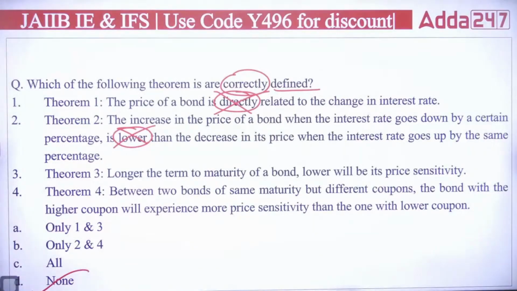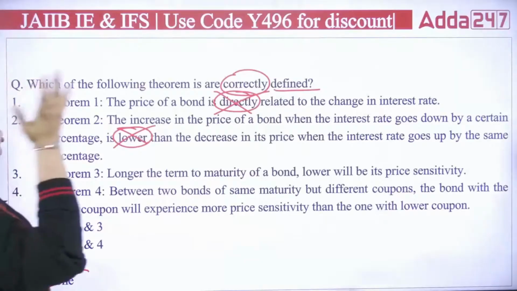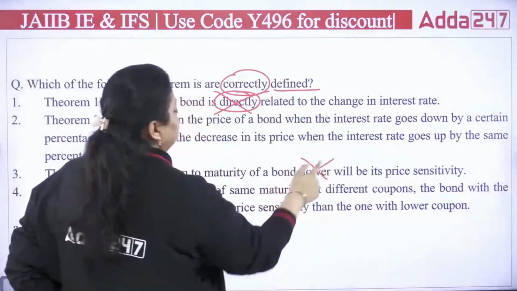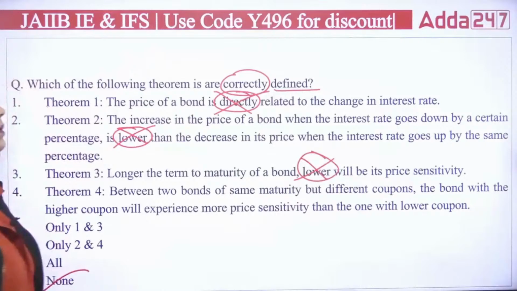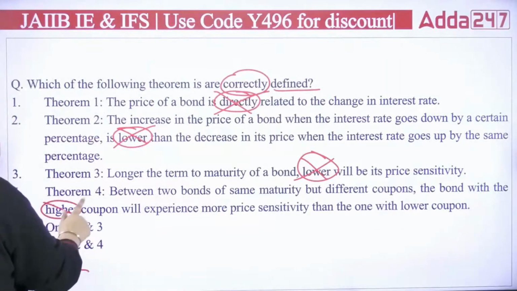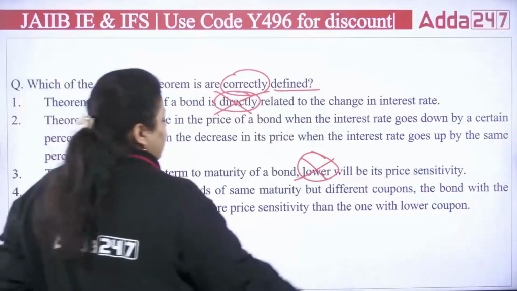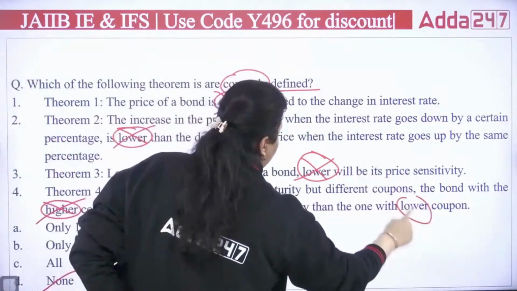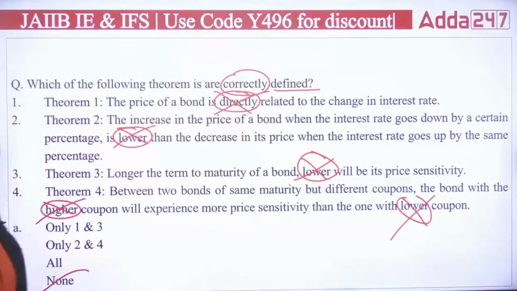Third, longer the term to maturity of a bond, higher will be the price sensitivity. Then between two bonds of same maturity but different coupons, the bond with the lower coupon will experience more price sensitivity than the one with the higher coupon. It should be. All the four theorem have been wrongly defined here. Right answer is D.